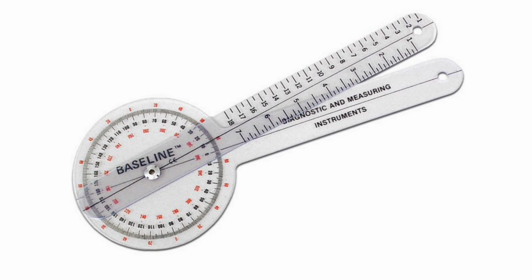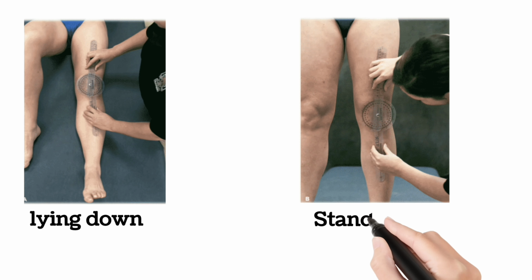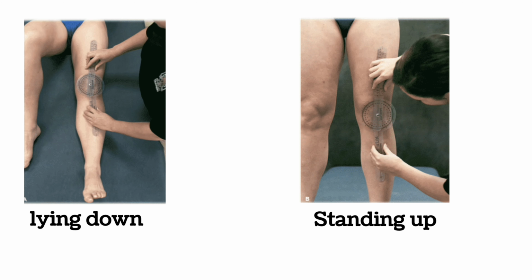To measure the Q angle, you will need a long arm goniometer. You can measure the Q angle either lying down or standing up. Standing is usually more suitable.